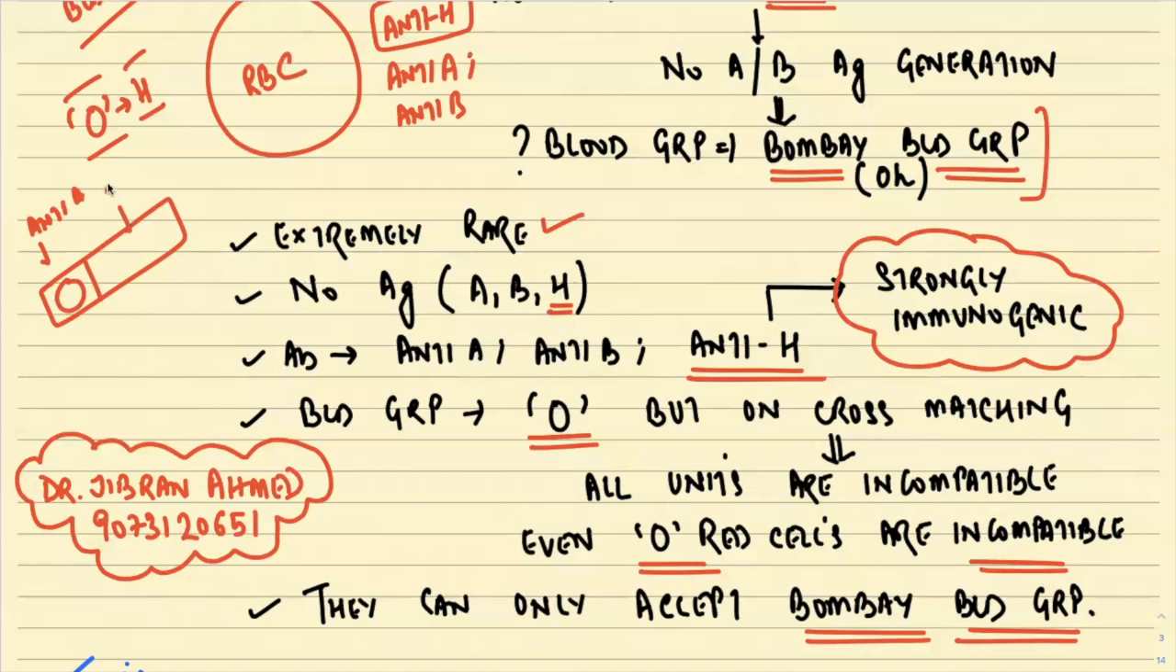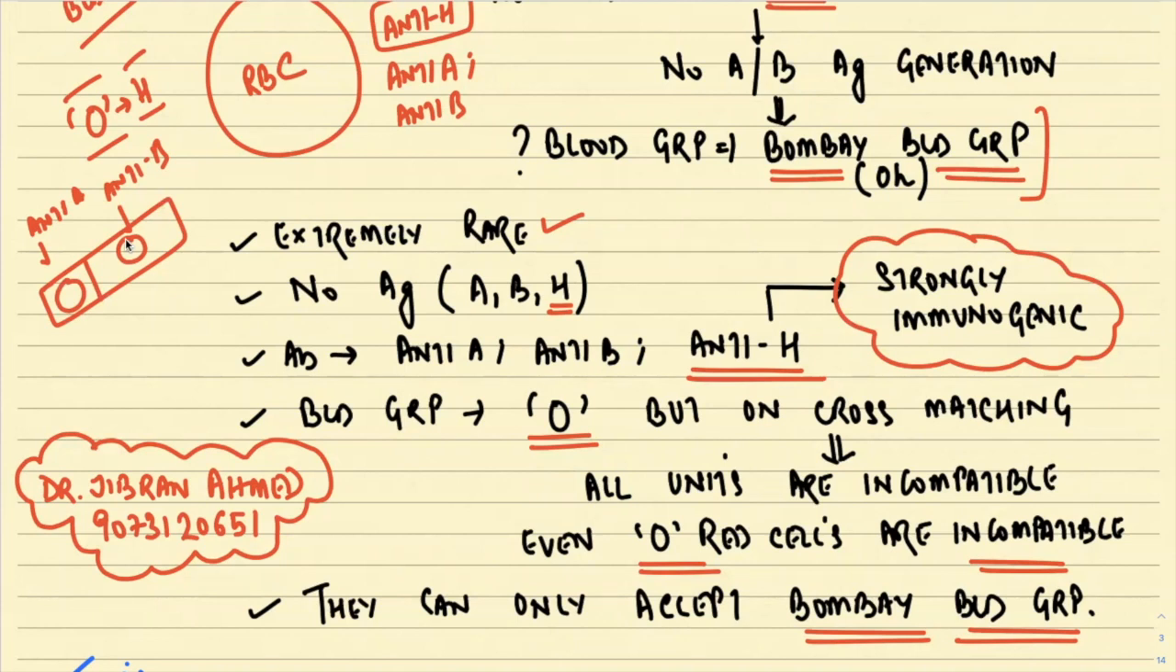If you add anti-B, will there be any agglutination? No, because it is not having any antigen on the surface. So these individuals do not have A or B antigen on the surface. So how will they give any reaction? It will be grouped as O only.